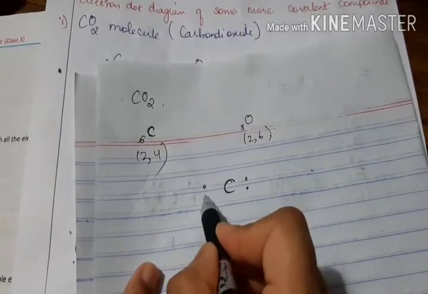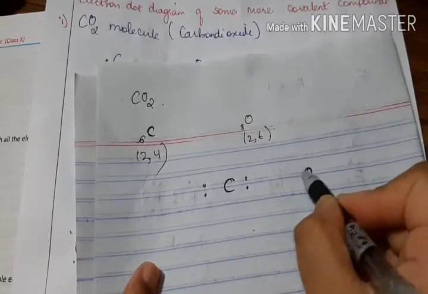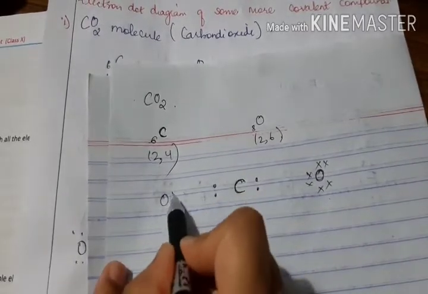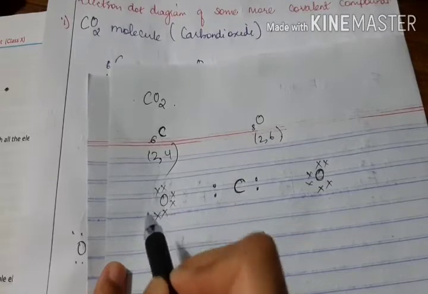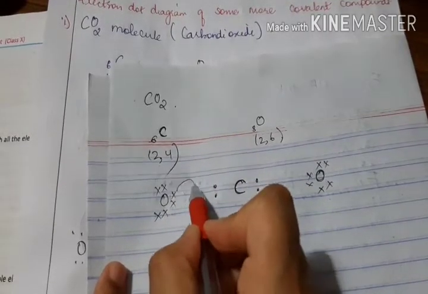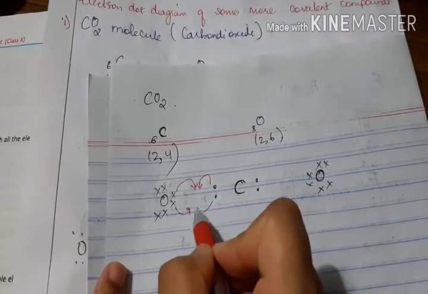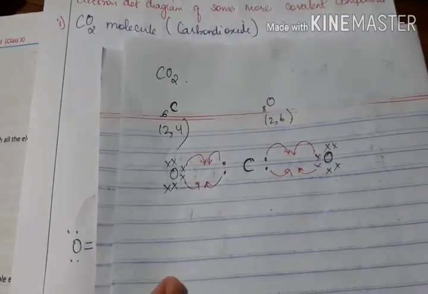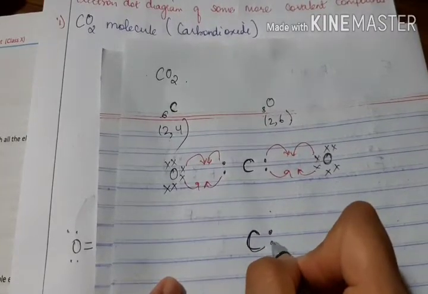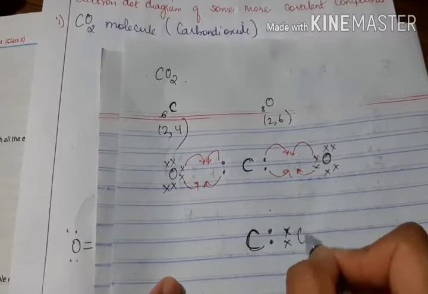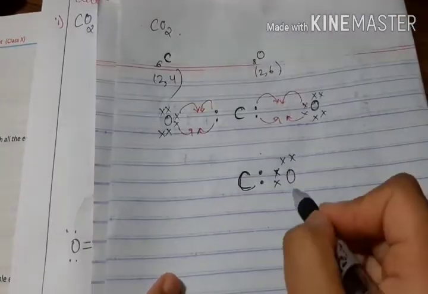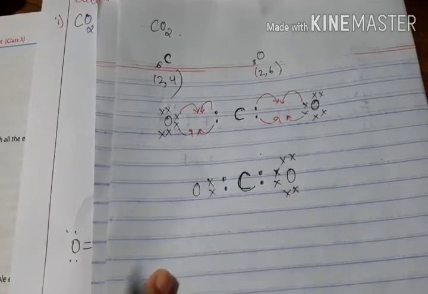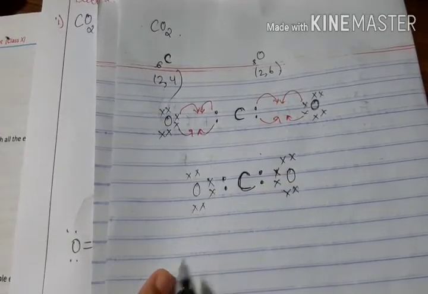Carbon 4, I'll draw it like this, so it's easier to show. Oxygen 6, no? 1, 2, 3, 4, 5, and 6. And the other oxygen, 1, 2, 3, 4, 5, and 6. This will contribute 2 here. So we'll have carbon, and this oxygen is sharing these here. One oxygen contributed 2, and another oxygen contributed 2.